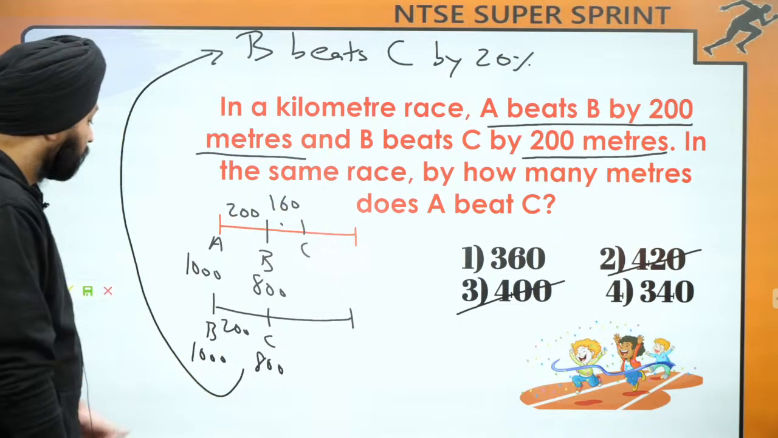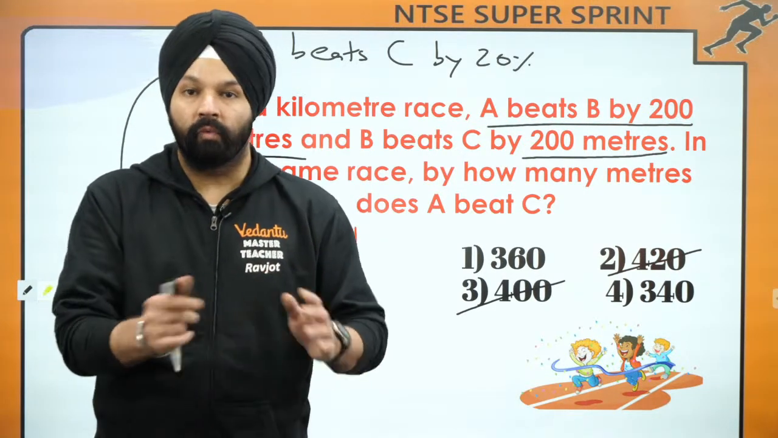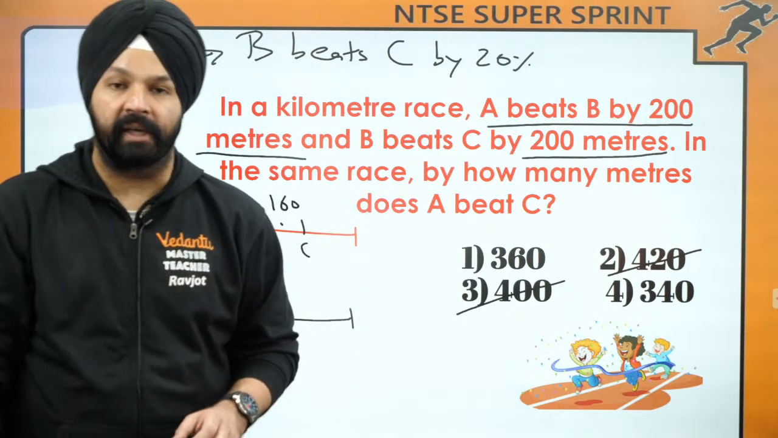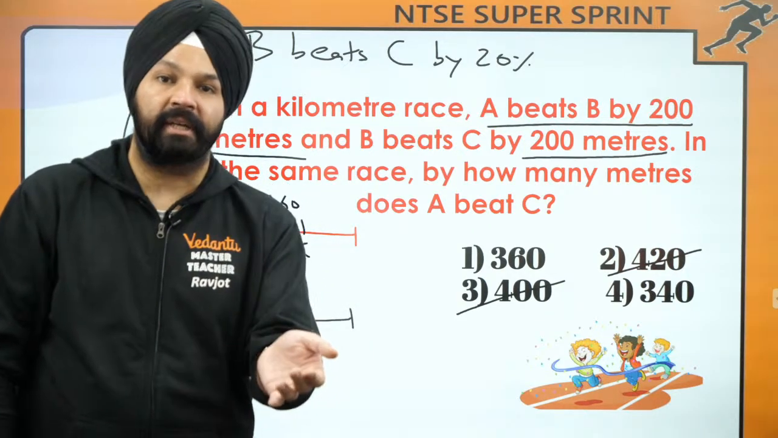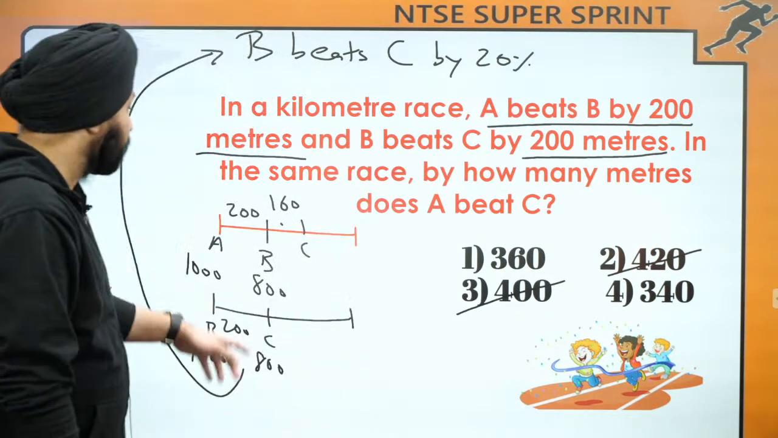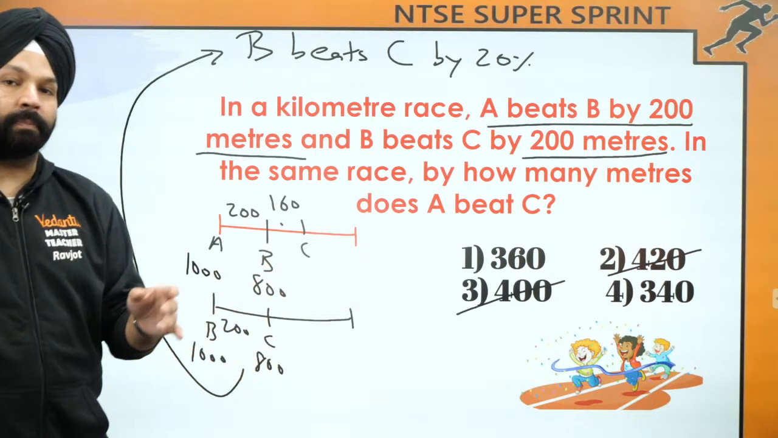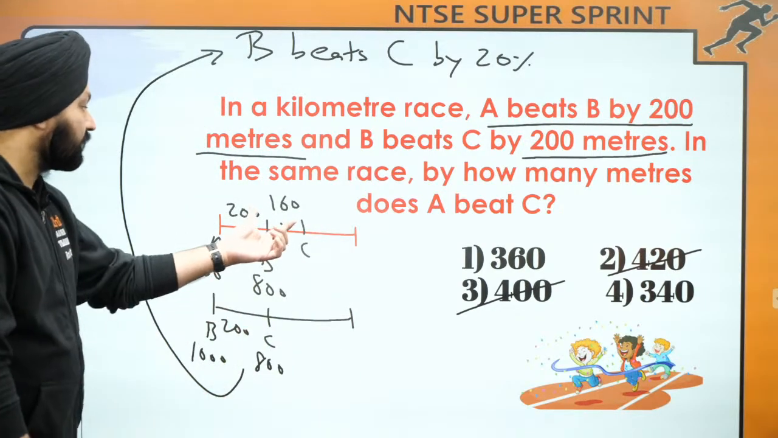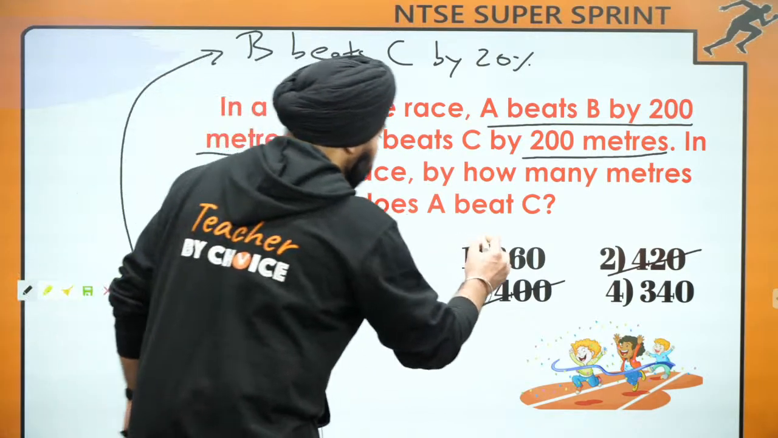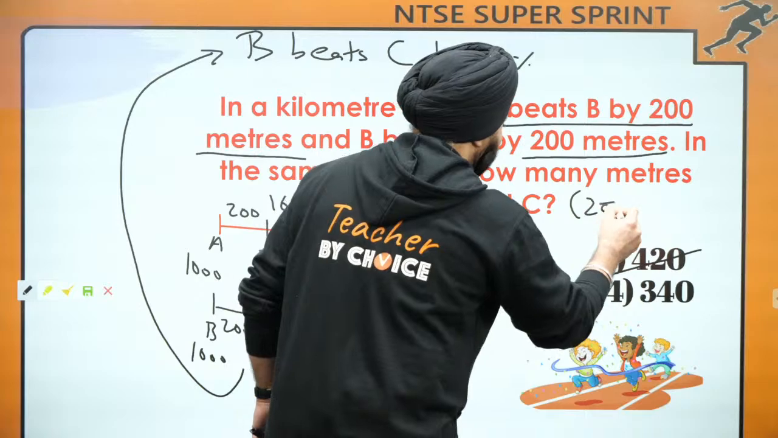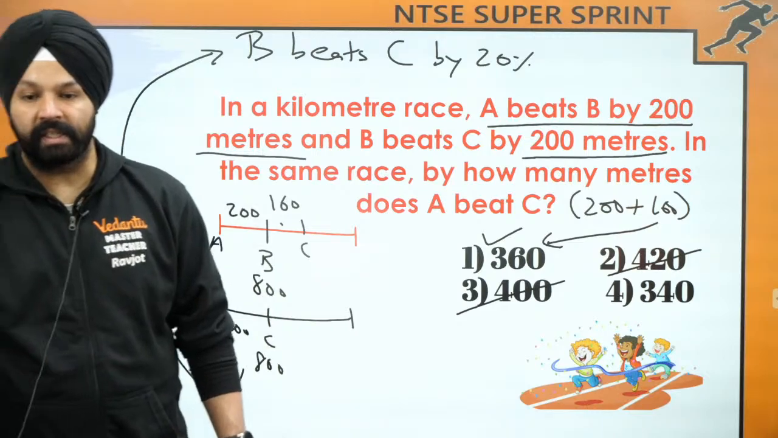I repeat once again. In the race, when B was at 1000, C was at 800. So how much percentage is there? 20% का gap है. So B beats C by 20%. You pick at any moment, B will be 20% ahead of C. So if B is at 800, तो 20% of 800 is 160. That means C उससे 160 पीछे है. Now if C उससे 160 पीछे है, तो A ने C को कितने डिस्टेंस से बीट किया? That is 200 plus 160, that is 360.